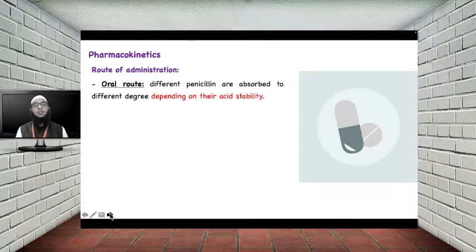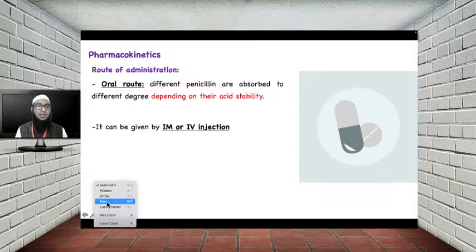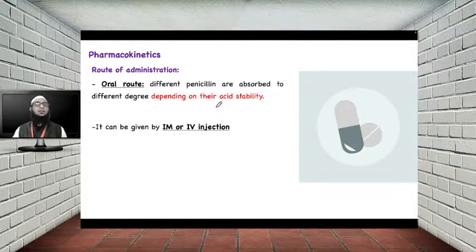So, route of administration: it is given through the oral route. Different penicillins are absorbed to different degrees depending upon their acid stability. When it is given through the GI tract, the drug comes in contact with acid, and since it is unstable in the presence of acid, its absorption depends upon its acid stability. If a penicillin is stable to acid, then it will have better absorption through the oral route. Otherwise it can be given by IM or IV injection.